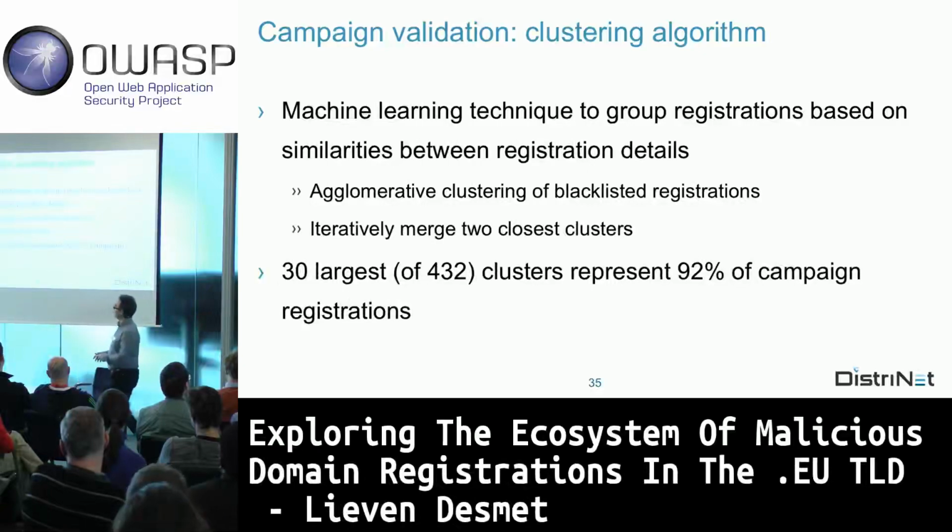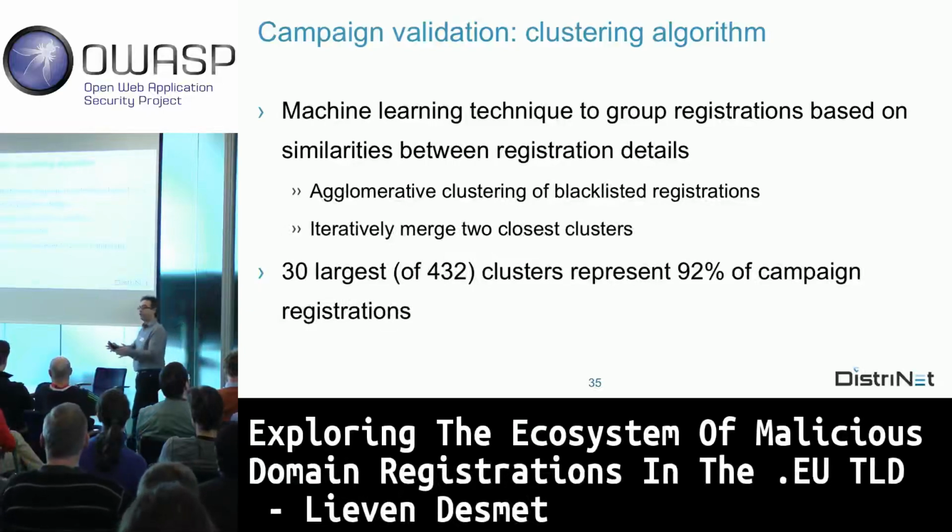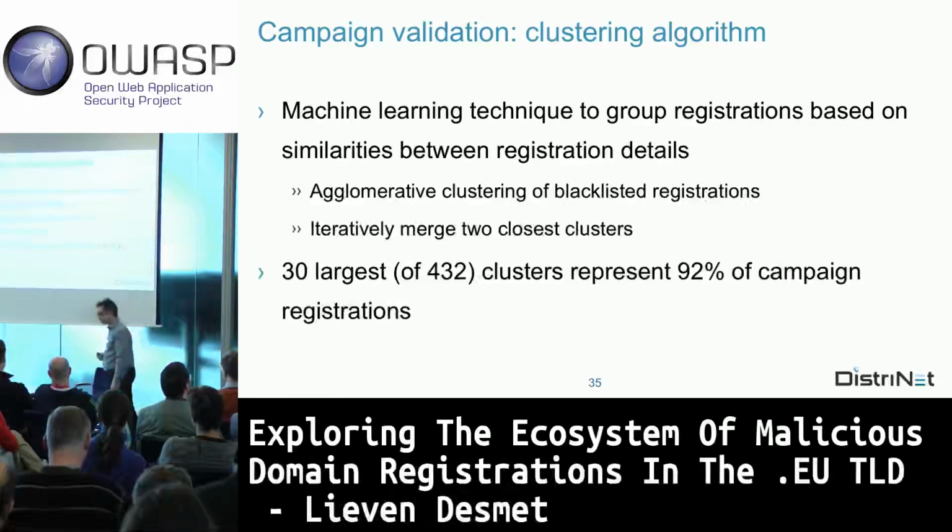We did that, and we found that when we have 432 clusters, which is 432 groups of domain names, the 30 largest clusters already represent 92% of our data set, which was for us a good cutoff to say, let's look in the 30 largest clusters within that machine learning set.